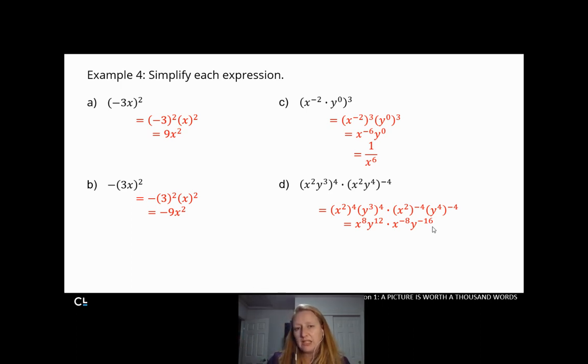So I combined my x's and I combined my y's. And at this point, hopefully you remember that now I can, for my x's, my base of x, add my exponents together. 8 and a negative 8 gives me 0. And I can add the y exponents together. So y to the 12th, y to the negative 16, 12 and a negative 16 is a negative 4. And then I just cleaned up a little bit. So x to the 0 power, well, that's 1. Anything to the 0 power is 1. And I don't like the negative exponent, so I stuck it down in my denominator. I got 1 over y to the 4th power.